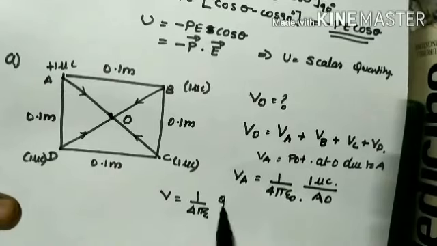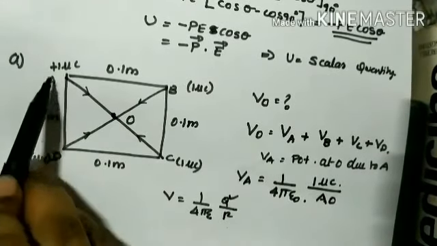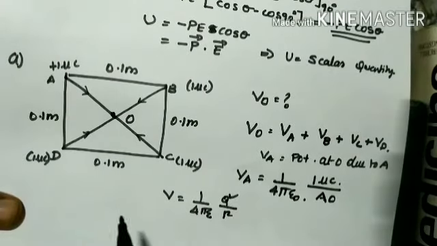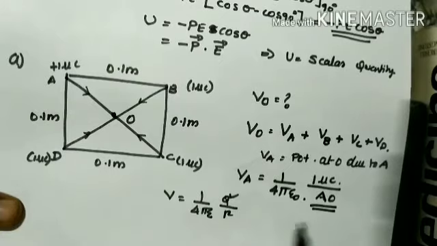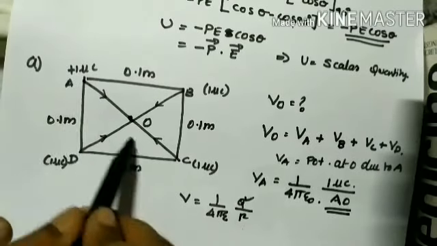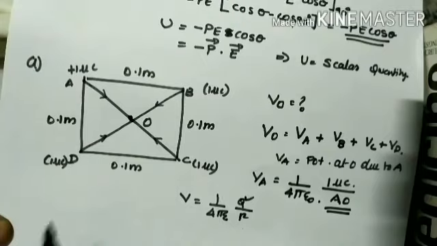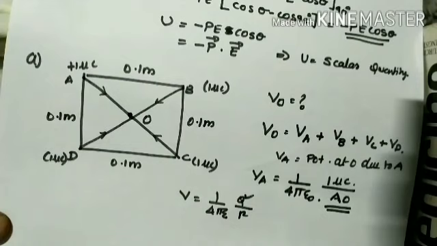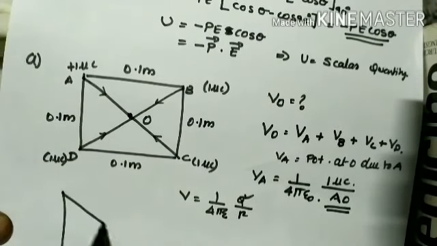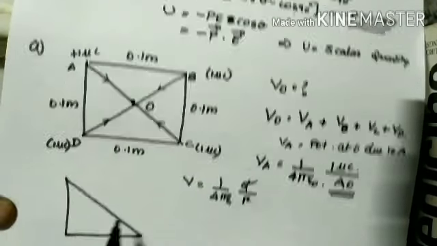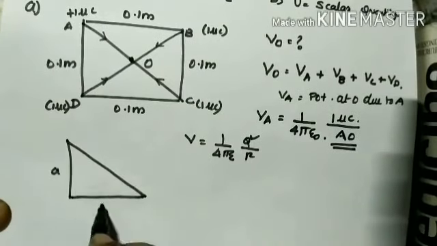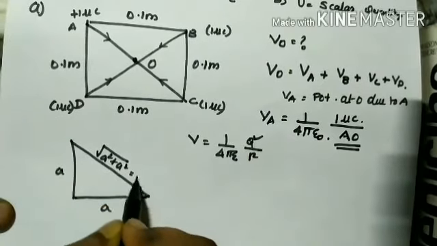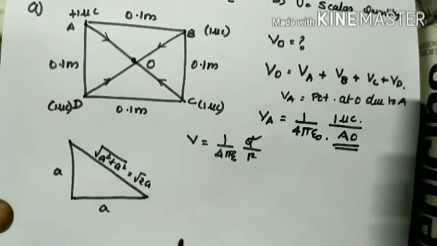V is 1 by 4 pi epsilon naught, Q by R. Here Q is A's charge, 1 microcoulomb, and R is the distance between the 2 points, that is AO. So what is AO? AO is half of the diagonal of a square. If you remember the expression for the diagonal of the square, it is well and good. If you have not, you can just use Pythagoras theorem. Suppose these are 2 sides of the square. So the diagonal will be root of A squared plus A squared.